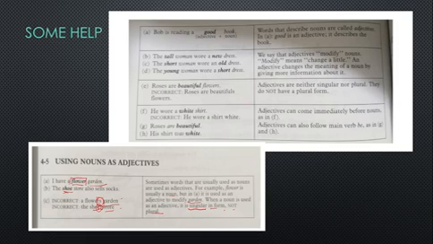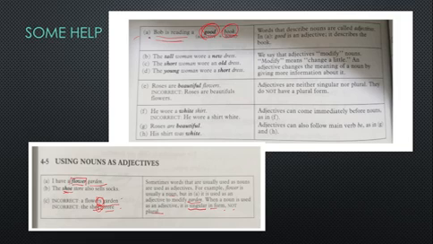And you have another examples here. Bob is reading a good book. What is Bob doing? Bob is reading. ¿Qué está haciendo Bob? Está leyendo. What is Bob reading? ¿Qué está leyendo Bob? Bob is reading a good book.